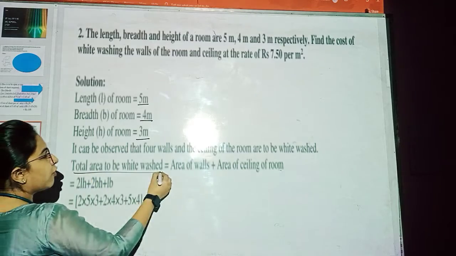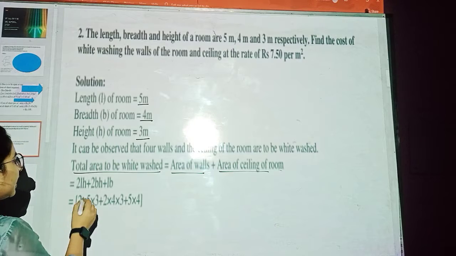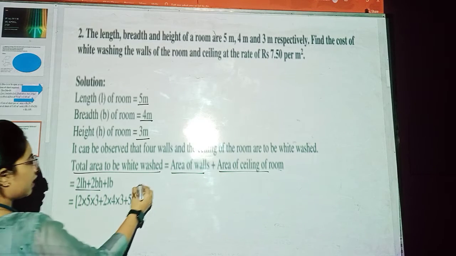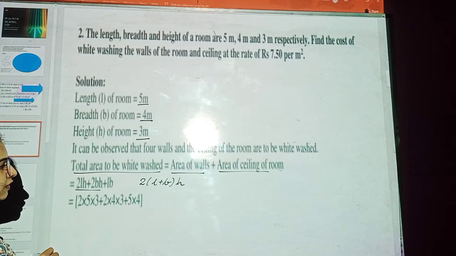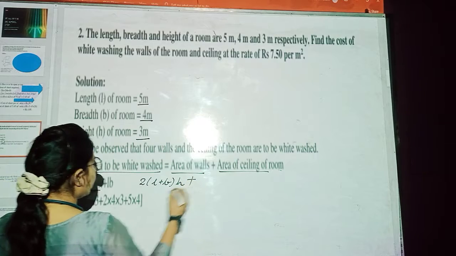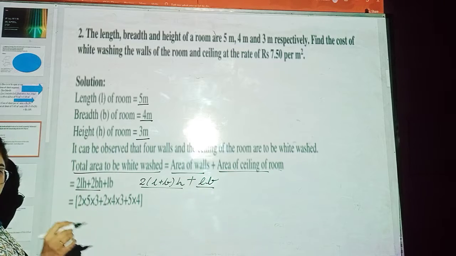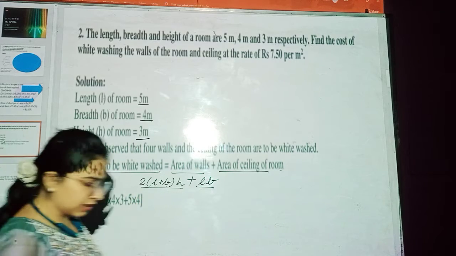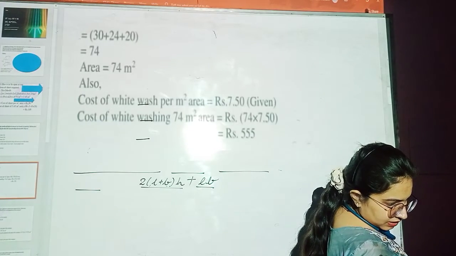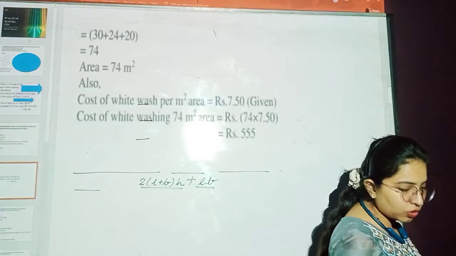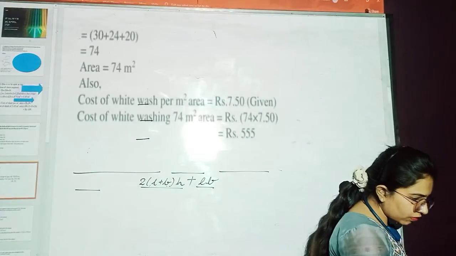So total area to be washed will be area of walls plus area of ceiling. What is the area of walls? 2 into L plus B into H. This is the covered surface area, that is area of walls. And area of ceiling would be length into breadth. In this formula you will put the values, and you will get the answer. Very simple. The answer would be 74 meter square. And the cost is 7.50 per meter square, so you have to multiply this with 7.50 and you will get the cost.